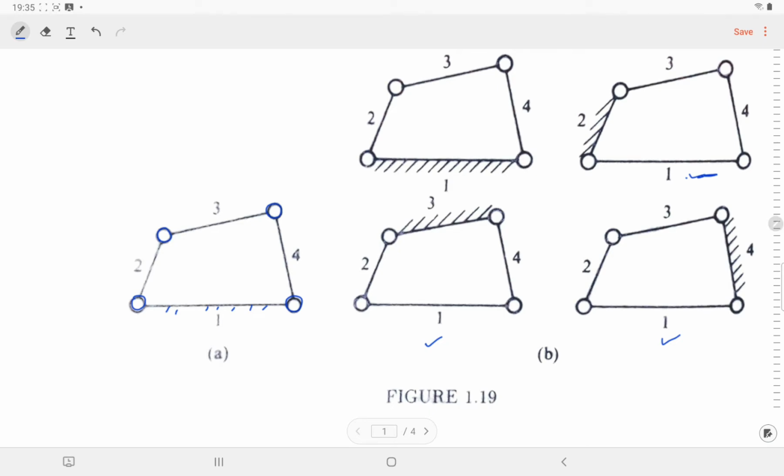But for this mechanism, everything looks very similar, right? So it doesn't look like different mechanisms. But at the same time, if instead of one of the revolute pairs I change that into a prismatic pair, we will get very different inverse mechanisms. We will see that.